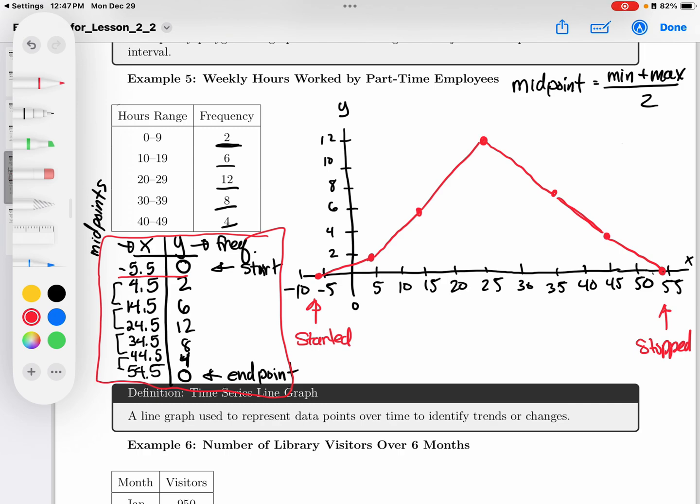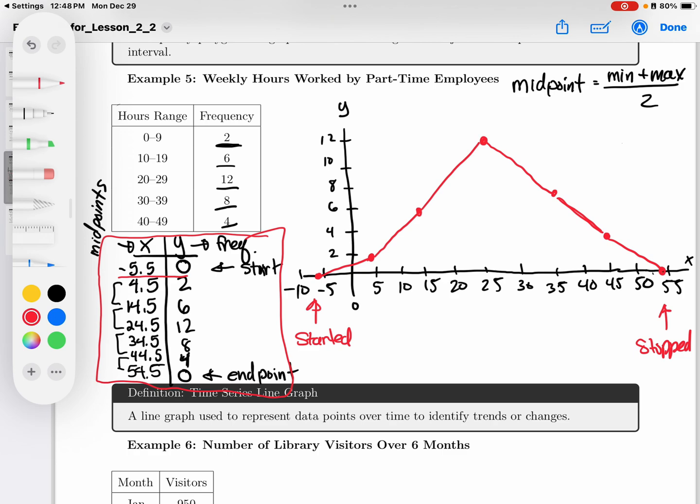Now this is very similar to an ogive. With an ogive, you have to start on the x-axis, although it doesn't finish on the x-axis because it keeps going up. And we want to leave it that way because it's an increasing graph because we're adding up all the frequencies. So with an ogive, the only difference is you don't end on the x-axis, you just start on the x-axis. But with the frequency polygon, you start and stop on the x-axis.